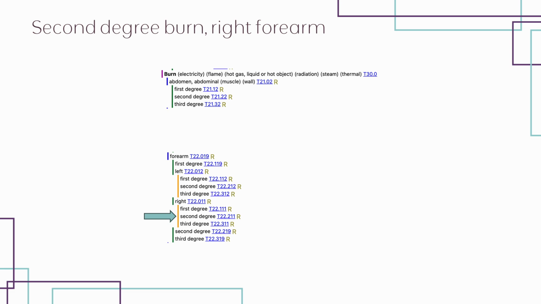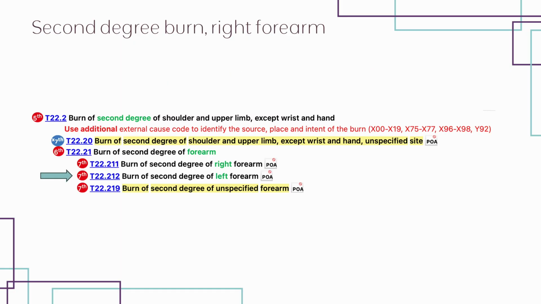Make sure to pause the recording if you need additional time to locate this code in the tabular list. Once back at the tabular, we will see code T22.211 for burn of second degree of the right forearm. We see that there is a 7th character alert symbol, indicating that we will also need to apply a 7th character in order for it to be a valid code. So where do we find that 7th character? We need to step backwards through the subcategories and go to the category if necessary to find the list of applicable 7th characters.